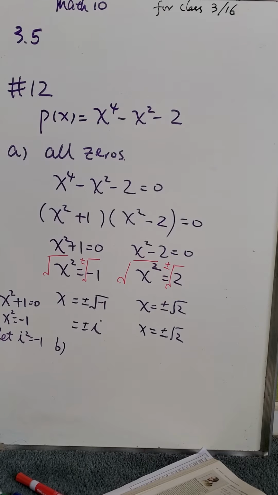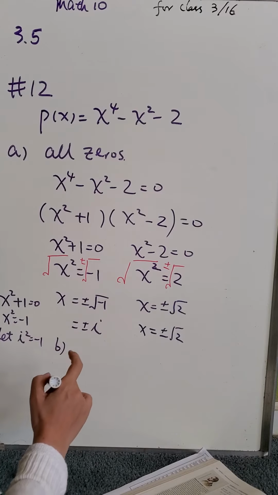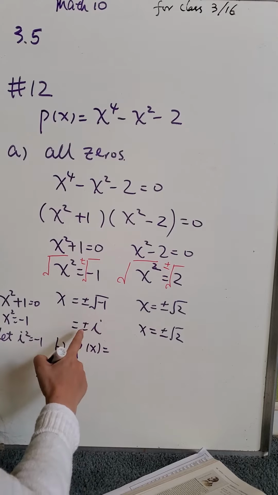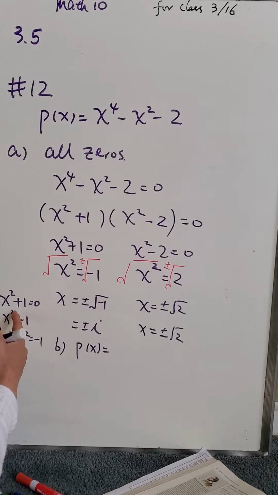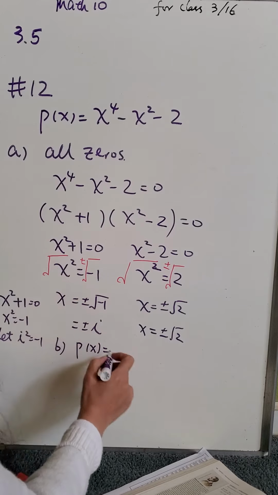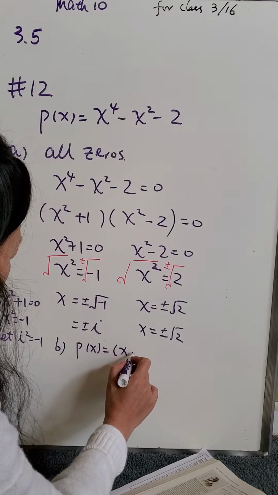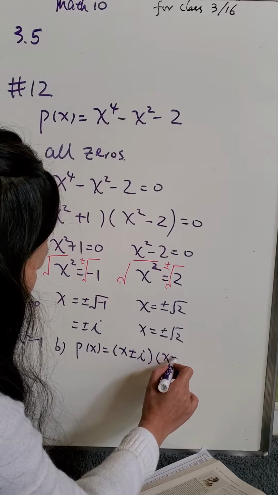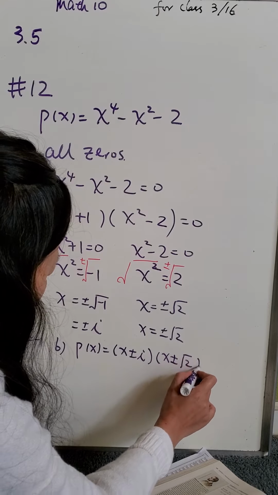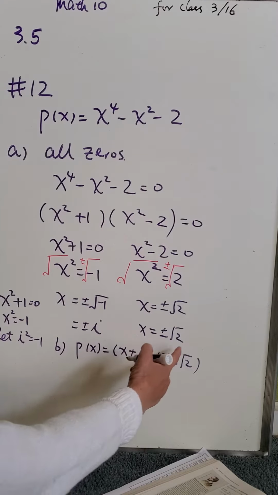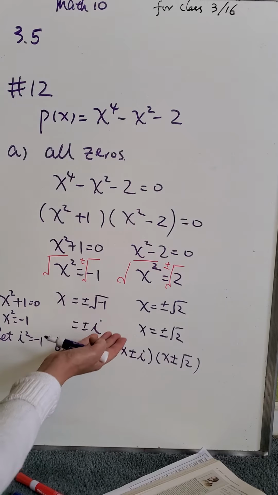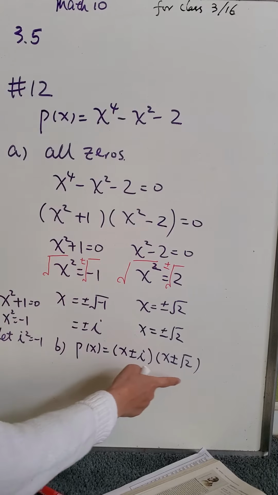And for part B, okay, they want you to put it in factored form. So what do they mean by that? Okay, so they want it to go like this. And you put it back inside, before you solve it. Okay, so you go x plus minus i, x plus minus the square root of 2. So before you solved x equals that, they put it into this format. So they want to go back to the factored form like this.